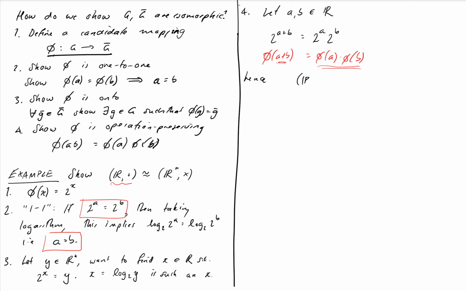that the real numbers under addition are isomorphic to the positive real numbers under multiplication, i.e. they're the same group as far as the group theory structures are concerned.